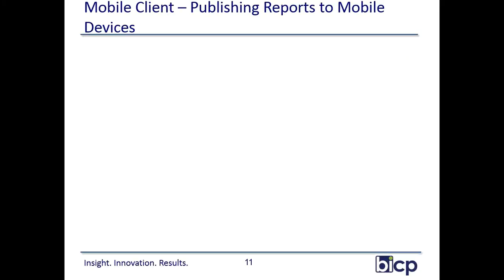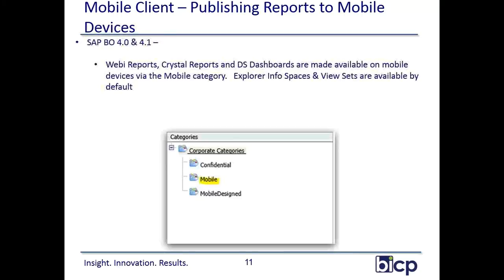So now that we've talked about the mobile client, the next step would be to actually get these reports on the mobile device and have users actually report off of them. In 4.0 and 4.1, it's the same workflow. But before I go there, I want to focus on the screenshot that I have up on this slide. If you see, I have 3 categories listed with the mobile category highlighted.